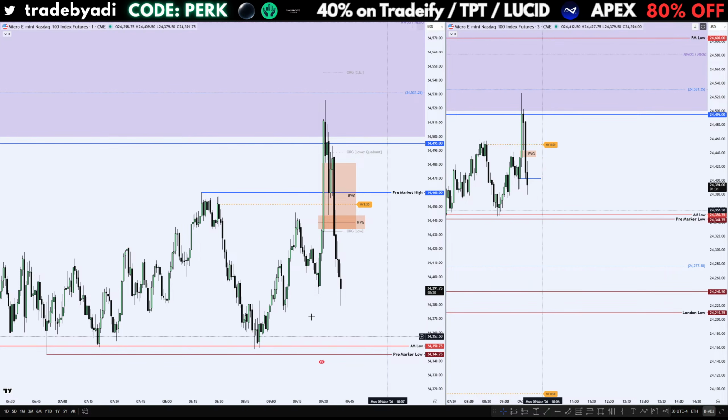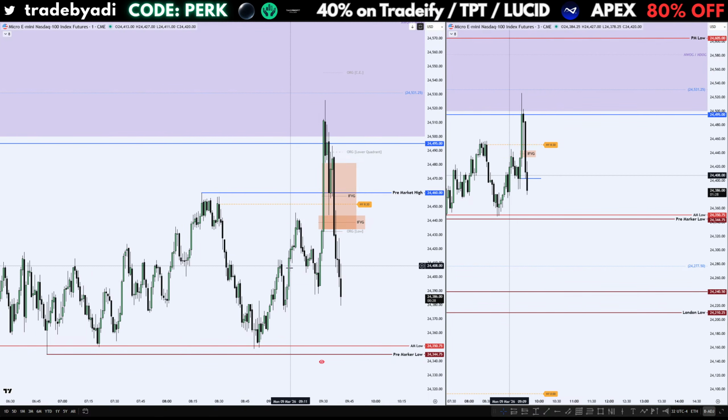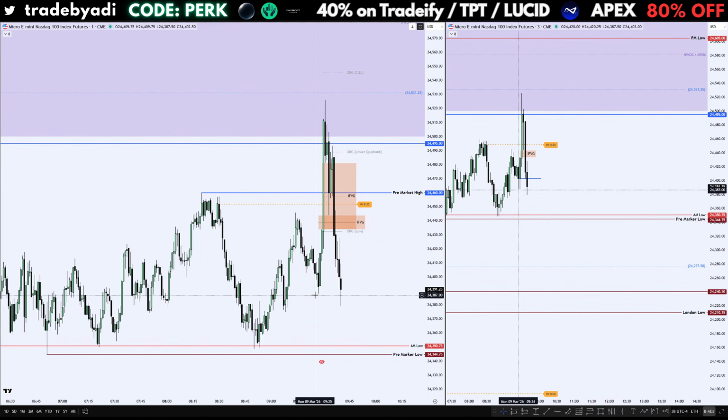We are also taking this low and this low. We are also not respecting any kind of fair value gap. This low was important because before taking the buy side liquidity we made this low, so this is the true market structure shift on a 1 minute and the 5 minute.